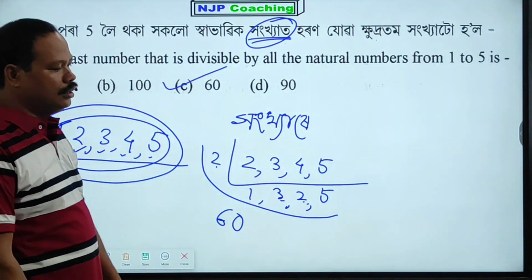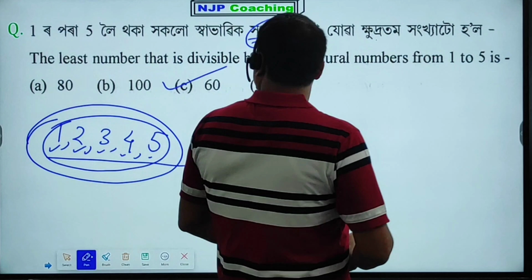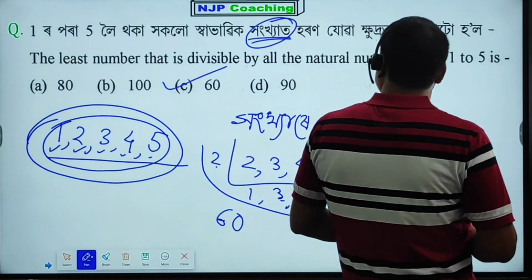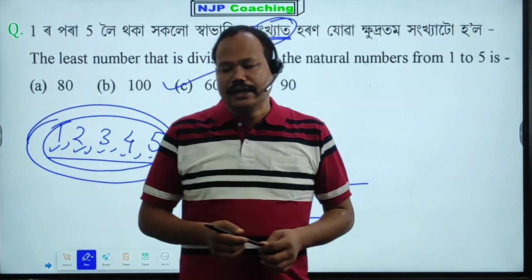The least number that is divisible by the natural numbers from 1 to 5.